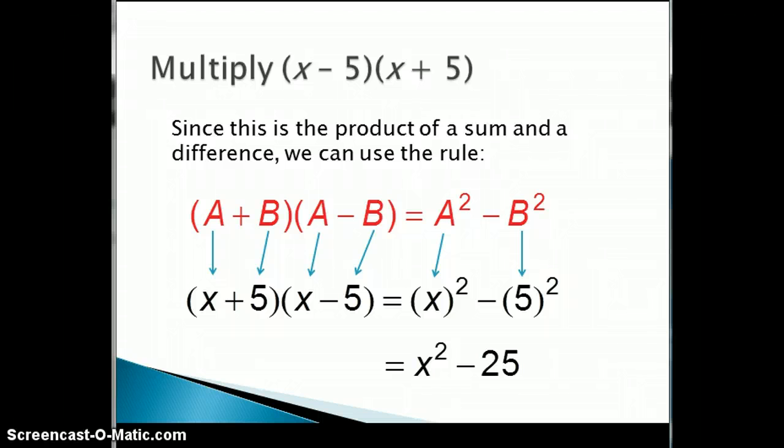One thing to note is whenever you're multiplying a sum and a difference of the same two terms, you'll always end up with only two terms.